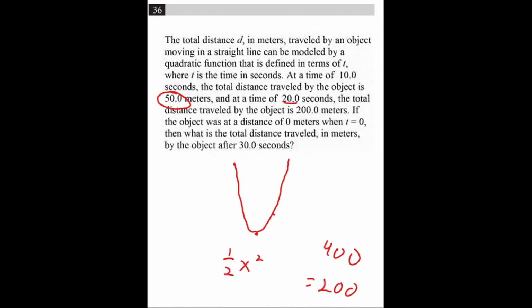So in this case, it asks us what is the total distance traveled after 30 seconds. So in this case, we take 30 times 30. So 30 squared, which would just be 900. And then we divide by 2, which gets us 450. So the correct answer is 450.